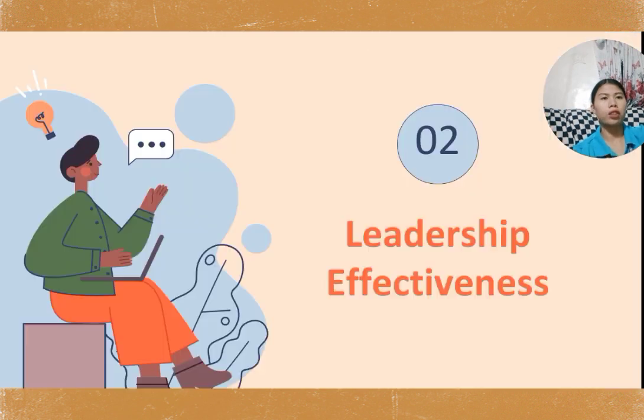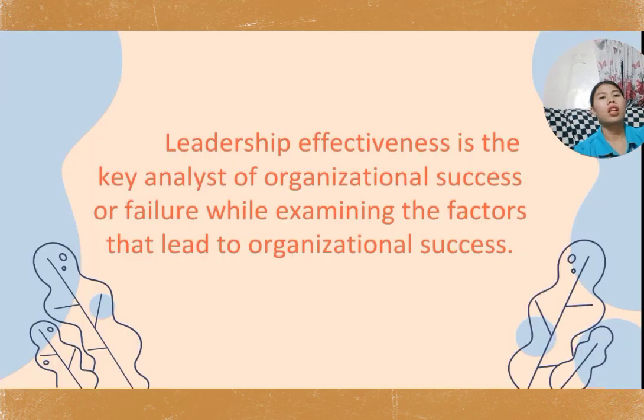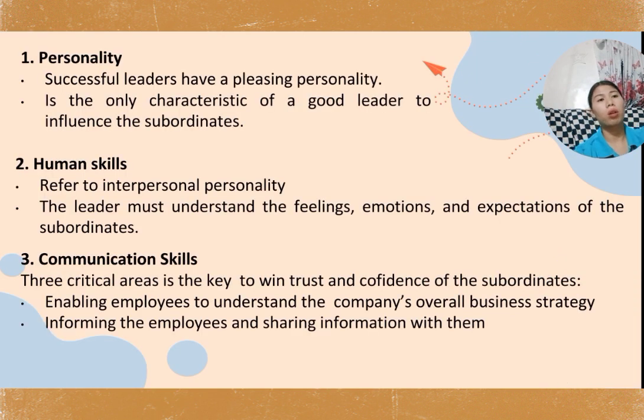Let's move on to the second topic, which is leadership effectiveness. Leadership effectiveness is the key analyst of organizational success or failure while examining the factors that lead to organizational success. These are the factors that you are going to consider in order to have effective leadership. First, your personality. It will always start with yourself. Successful leaders have a pleasing personality. It is the main characteristic of a good leader to influence the subordinate. Personality is the sum of physical, mental, and social qualities.